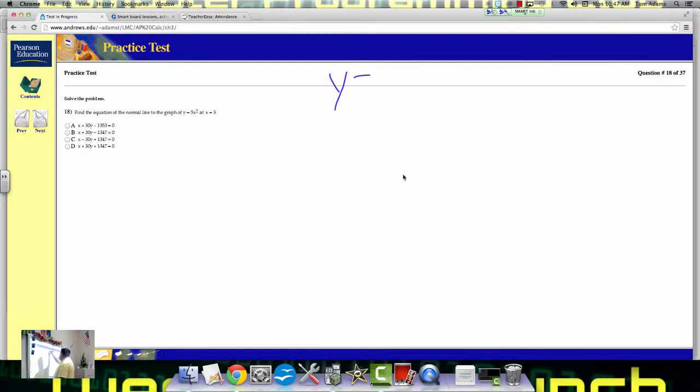Alright, so for this one, we're given the function y equals 5x squared. And they want the normal line. So we've got to write the equation of the normal line. The first thing we need to do is find y prime. And that's simple. Nothing fancy here. We just do the power rule.